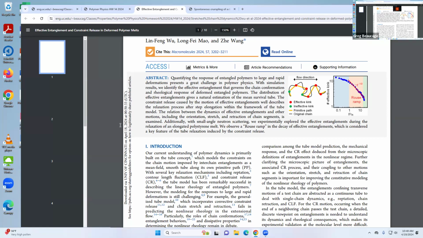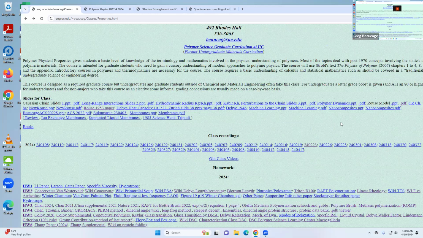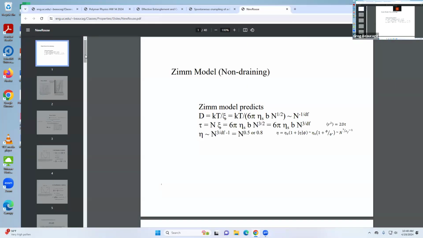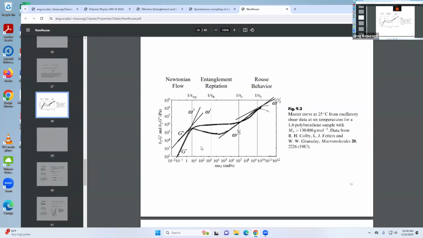So anyway, when we did, so we got this Rouse, the new Rouse, this one. So I think it's 28 or something, 28. Yeah, 28. So we got this thing. So this is like a broad spectrum for polybutadiene, G prime, G double prime. So this part, the slopes of 2 and 1. So it's a log plot.